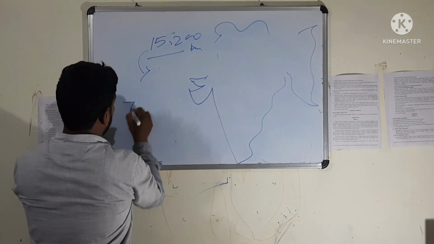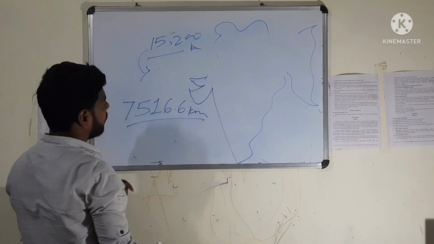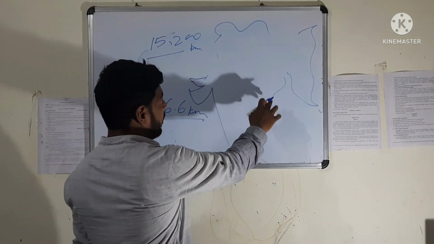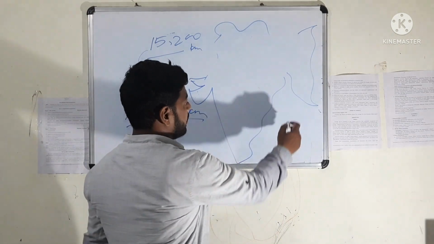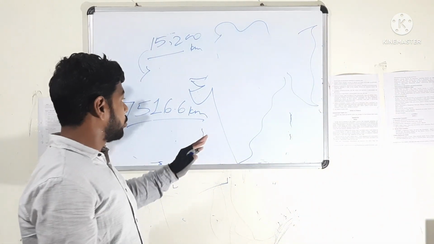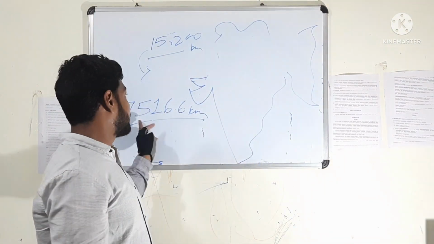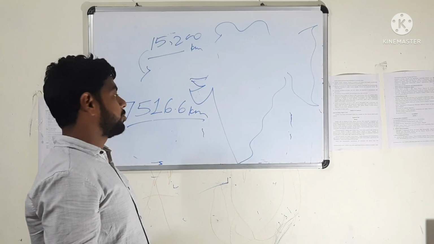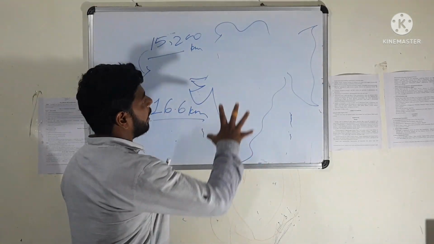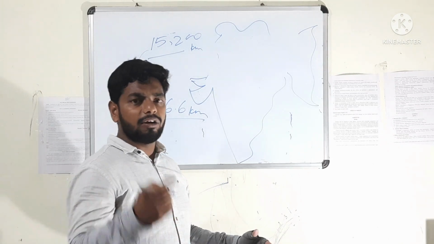So the Indian coastline is 7,516.6 kilometers, and that consists of both the coastline of the mainland and the islands. Because here the Andaman and Nicobar is there, Lakshadweep is there. So the coastline of India, including mainland and islands, is 7,516.6 kilometers. Okay, guys, clear? So we understood what? That India is one of the largest countries in the entire world. Okay, let's look in detail on the map.